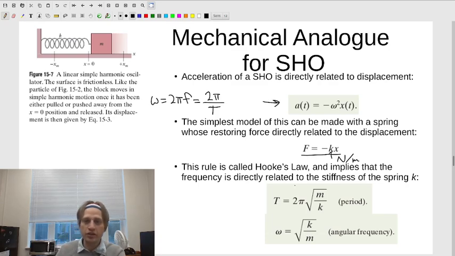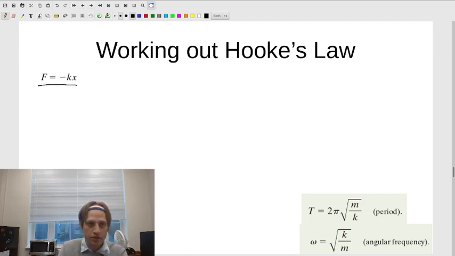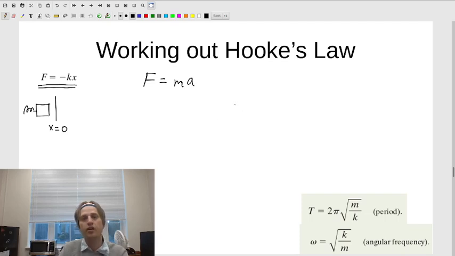Now, as it turns out, we can use just this rule and Newton's second law, along with the information that we know that this object is going to be oscillating back and forth, to get our period. So let's see how that works. Okay, so we're starting out with this model that we have a block on a spring, and the force of that spring is always pushing it or pulling it back towards x equals 0. Now, we presume two other things that we've worked out already. We presume F equals ma. That's just Newton's second law. And we presume that we have simple harmonic motion such that the acceleration is directly proportional to the displacement.